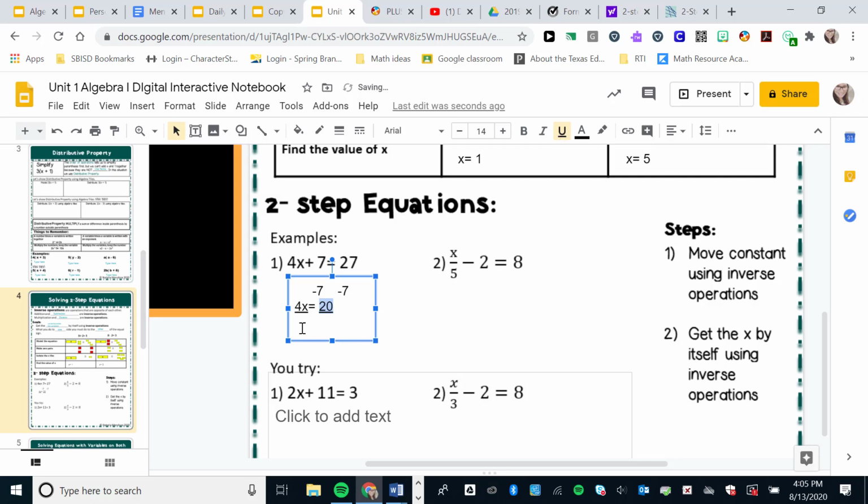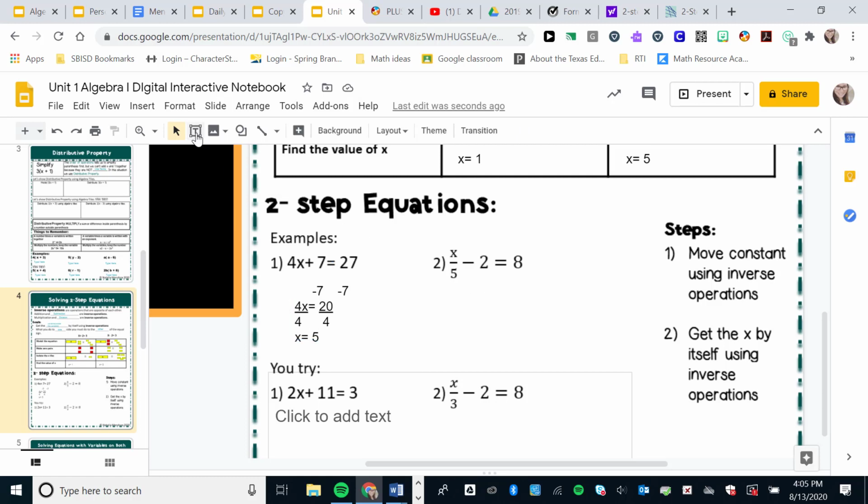So we have to divide both sides, because what we did on one side, we do to the other, by the number in front of x, which in this case it's 4, because we want x by itself. Okay, so then what are we left with? We are left with x equals 5, because 20 divided by 4 is 5. And that's how we do that one. Okay, let's do another one.